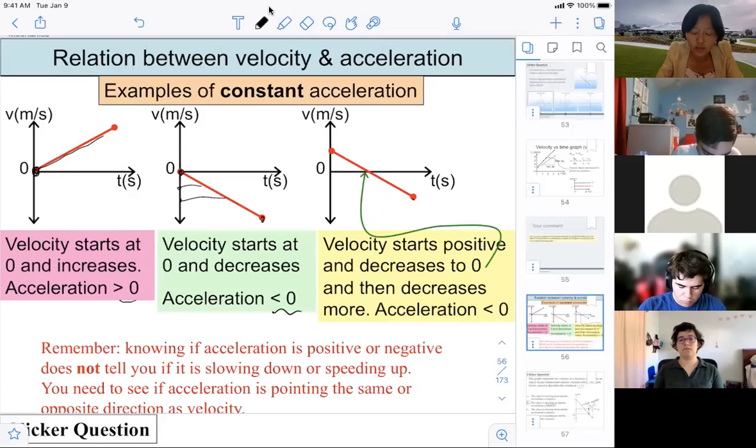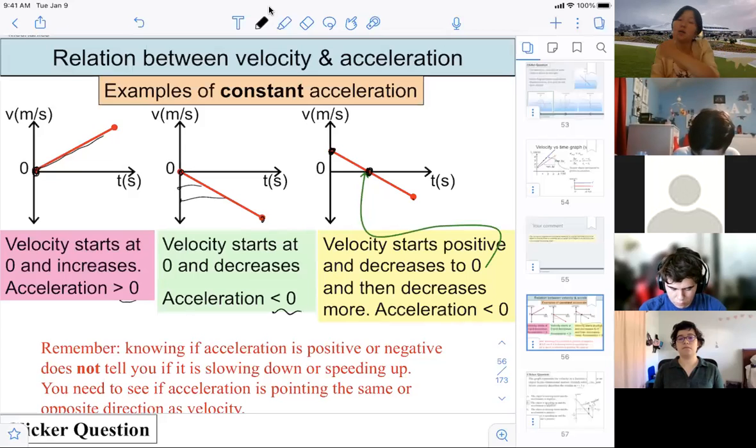Now this situation is the one we just saw in the clicker question. Velocity starts maybe going to the right-hand side, positive, but acceleration is dragging it behind, so it's slowing down. Once it reaches 0, that's the critical point where it's going to reverse directions, right? So it slows down and then comes back. Coming back is speeding up in the other direction.